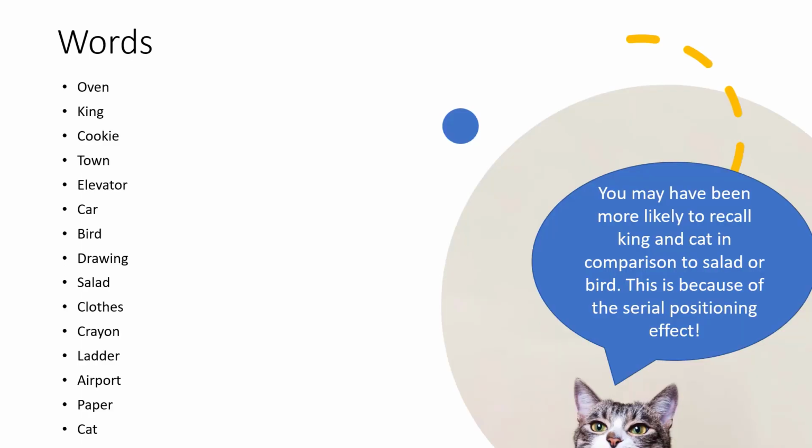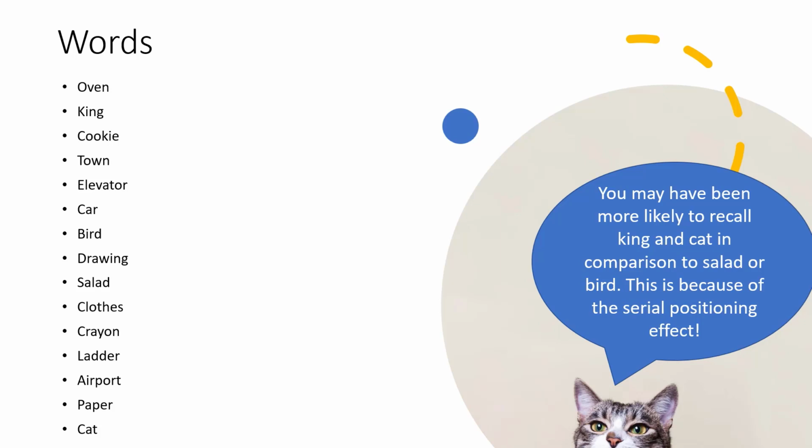Okay, so here are all the words I presented to you in the order that they appeared. Look at your list and compare it to mine. Do you notice anything interesting about the words you recalled? You likely recalled more words from the beginning of the list and the end of the list, and fewer words that are in the middle of the list.